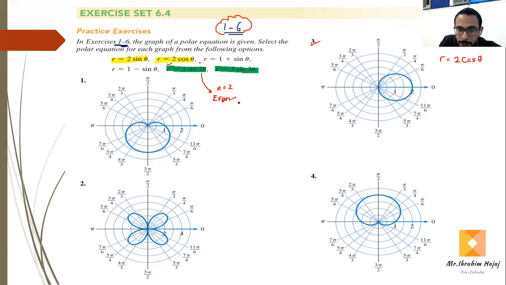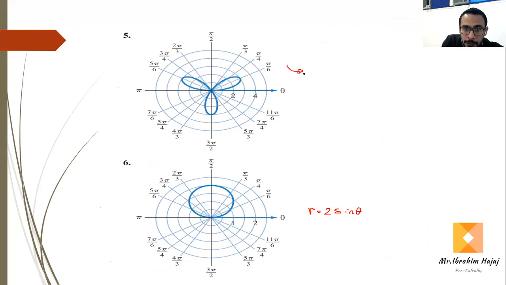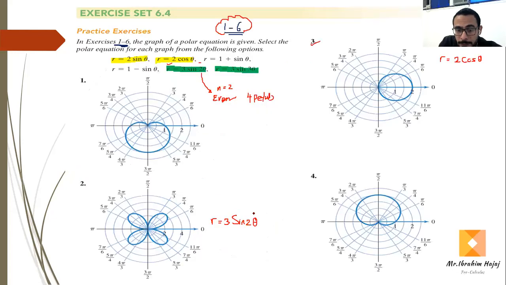So we have how many petals? 4 petals. So 1, 2, 3, 4. And here 1, 2, 3 only. So this equation is simple and easy, right? R = 3 sin 2θ is number 2, and R = 3 sin 3θ is number 5, because it has 3 petals.